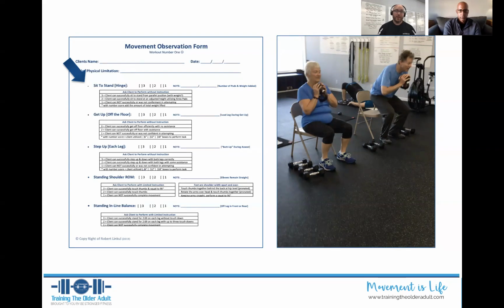If they try it, but they're not successful, meaning they go down into the sit to stand, but they can't get out of the chair, or they have to hold on to me to help them do it, then that's a 1. If they can do it, but it's ugly, that's a 2. And if they can do it and it looks great, then it's a 3. And then I'll write in there, oh, they went to parallel, just below parallel, etc.